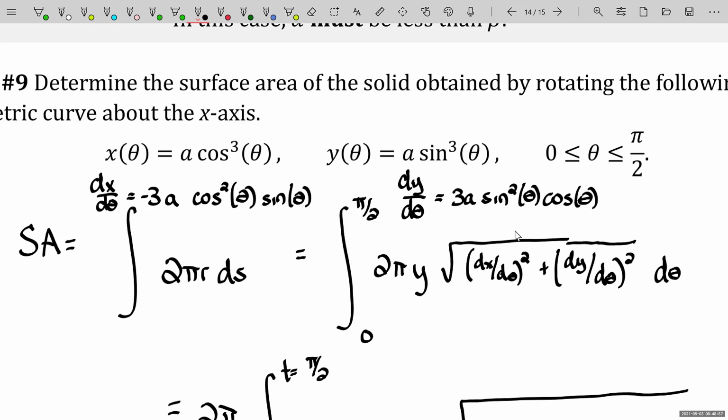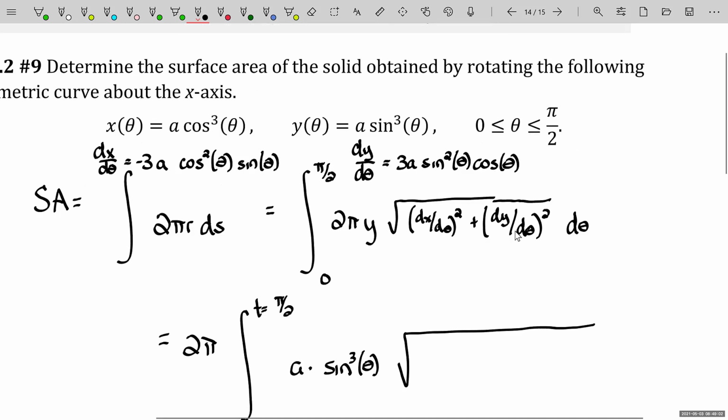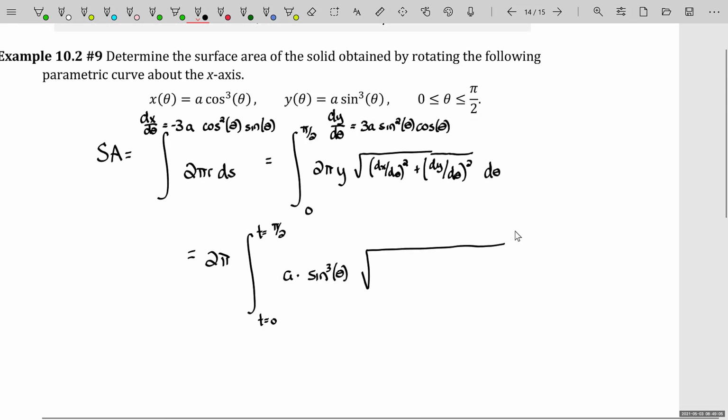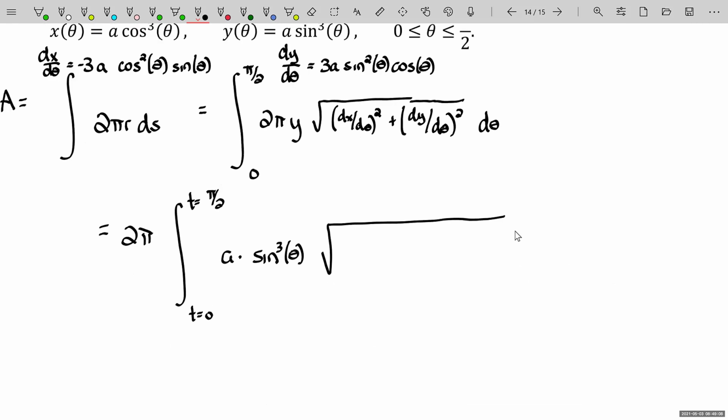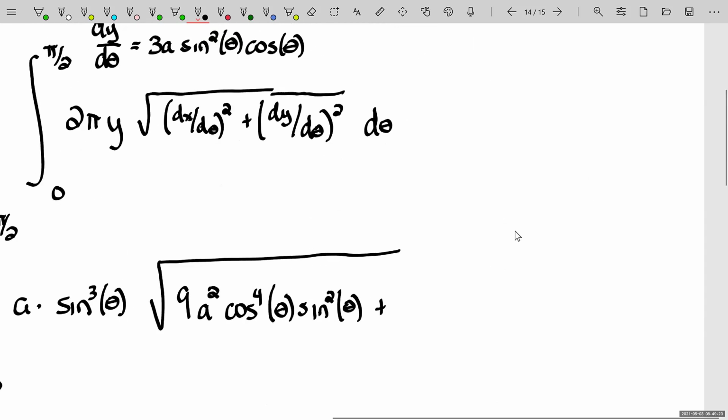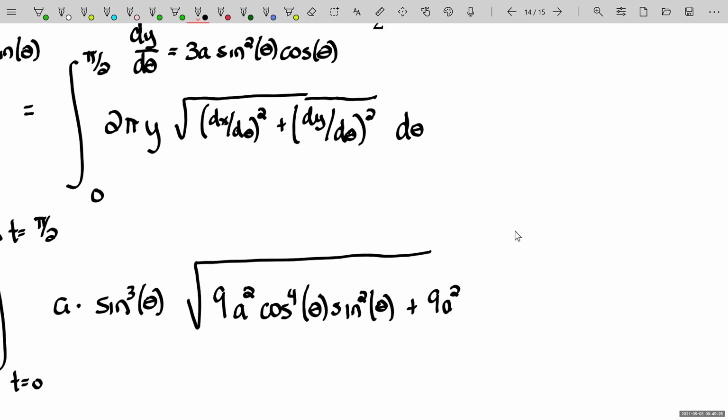So we're going to square both of those and plug them into our integral. When you do these problems, it looks worse than it actually is. So dx d theta squared is 9a squared cosine to the 4th of theta sine squared of theta, plus dy d theta squared is going to be 9a squared again sine to the 4th of theta cosine squared of theta, and again d theta.